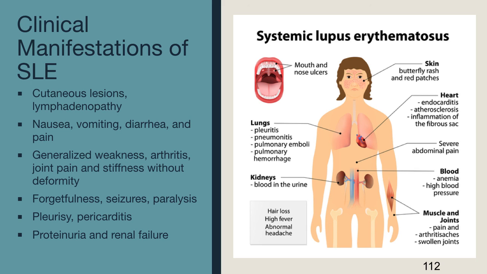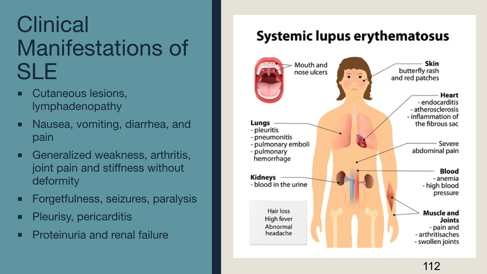And if you look at this, we often see mouth and nose ulcers. They get this butterfly rash on their face. And lupus is the Latin word for wolf. So if you really use your imagination, you can see a pattern on the face that's similar to the markings of a wolf, which is how the disease got its name.